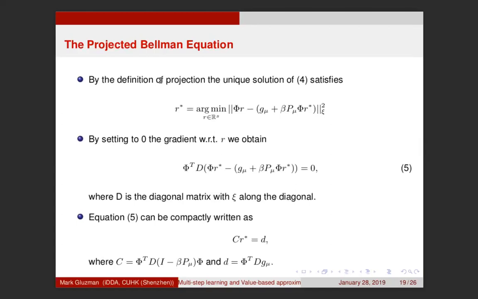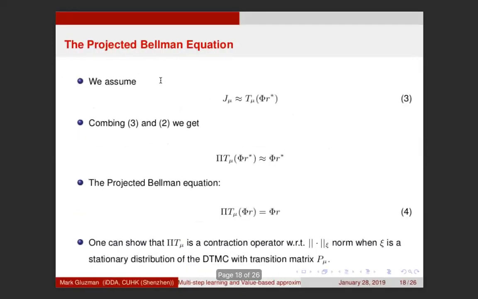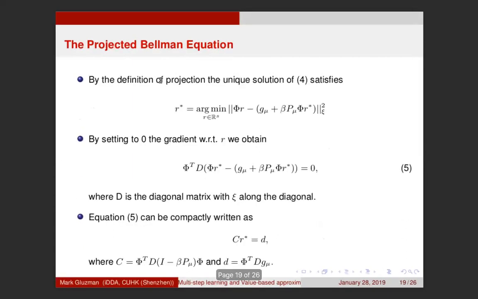So, the definition of the projection: a projection is the closest point in the subspace to the original vector. So the closest point to the projection of T mu Φ R star has to be equal to Φ R star. That's basically what the first equation says.